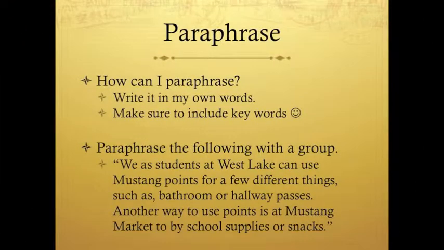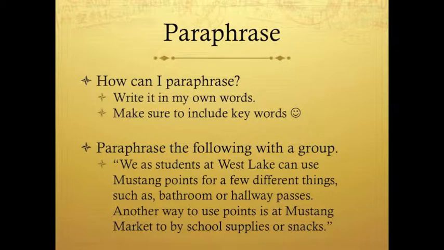Let's practice. Get with an elbow partner, someone sitting next to you, and paraphrase the following. Paraphrase means to write in your own words, so make it a little shorter. We as students at Westlake can use Mustang points for a few different things, such as bathroom or hallway passes. Another way to use points is at Mustang Market to buy school supplies or snacks. You'll paraphrase this with your partner. Teachers, please pause and give your students time to paraphrase.